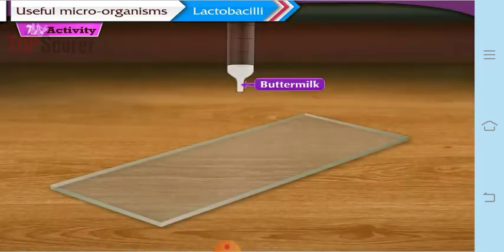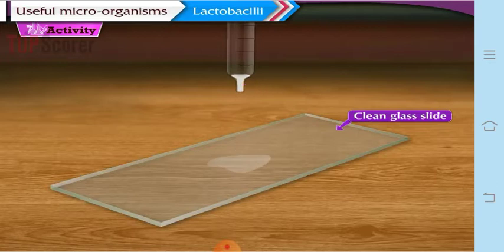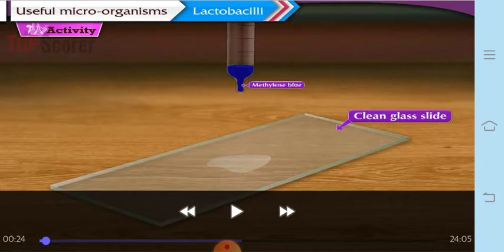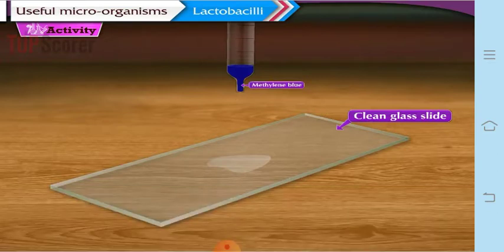For that you need curd, thick buttermilk, and then put drops of buttermilk on the slide, and then take the stain, that is methylene blue. Now, whenever we are preparing slides, we need to use certain stains. For bacterial preparation, the stain used is methylene blue, because if we do not use the stain, then it will not be visible under the microscope. So to be visible under the microscope, a stain is very necessary. For all the bacteria slides, we use methylene blue as the stain.